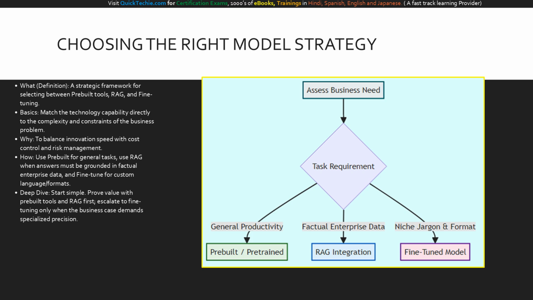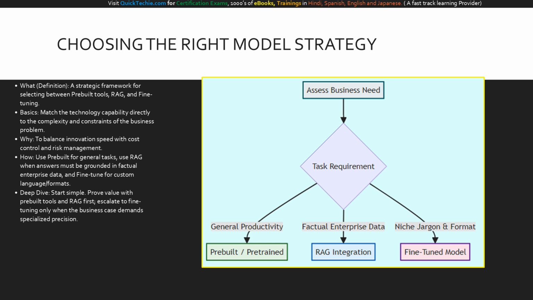This final diagram is your strategic blueprint. At the top, every project begins when you assess the business need and evaluate the task requirement. Depending on the answer, you route your strategy into one of three buckets. If it's about general productivity, you route left to pre-built and pre-trained models for immediate impact.